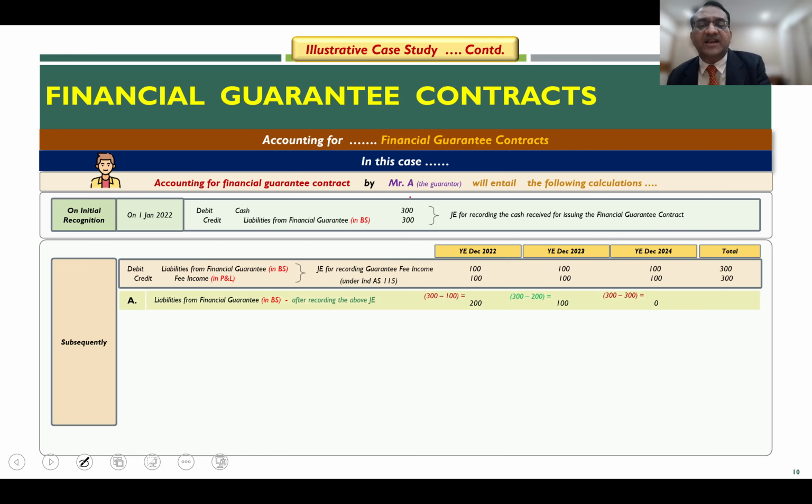Because you started with 300 of the liability, you recorded 100 and debited this liability by 100. So you will be left with 200 at the end of first year, 100 at the end of second year, and it will become 0 at the end of third year.